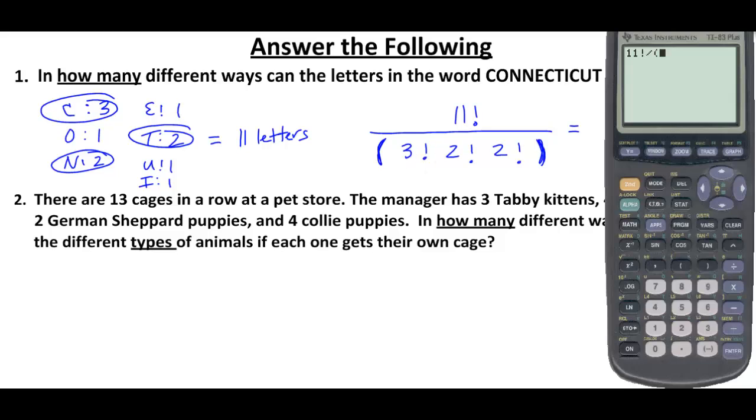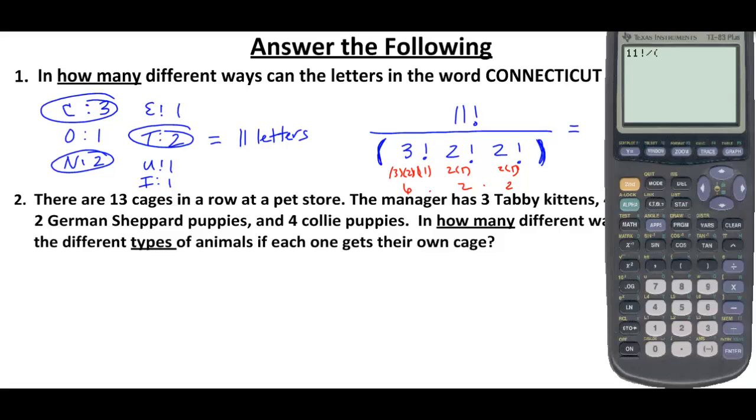Now, I know what these are. To save you some time and make it a little bit easier, 3 factorial means 3 times 2 times 1, which is 6. 2 factorial means 2 times 1, which is 2. So really I'm dividing by 6 times 2 times 2, or dividing by 24. You could just type in 11 factorial divided by 24, which is what I would do.